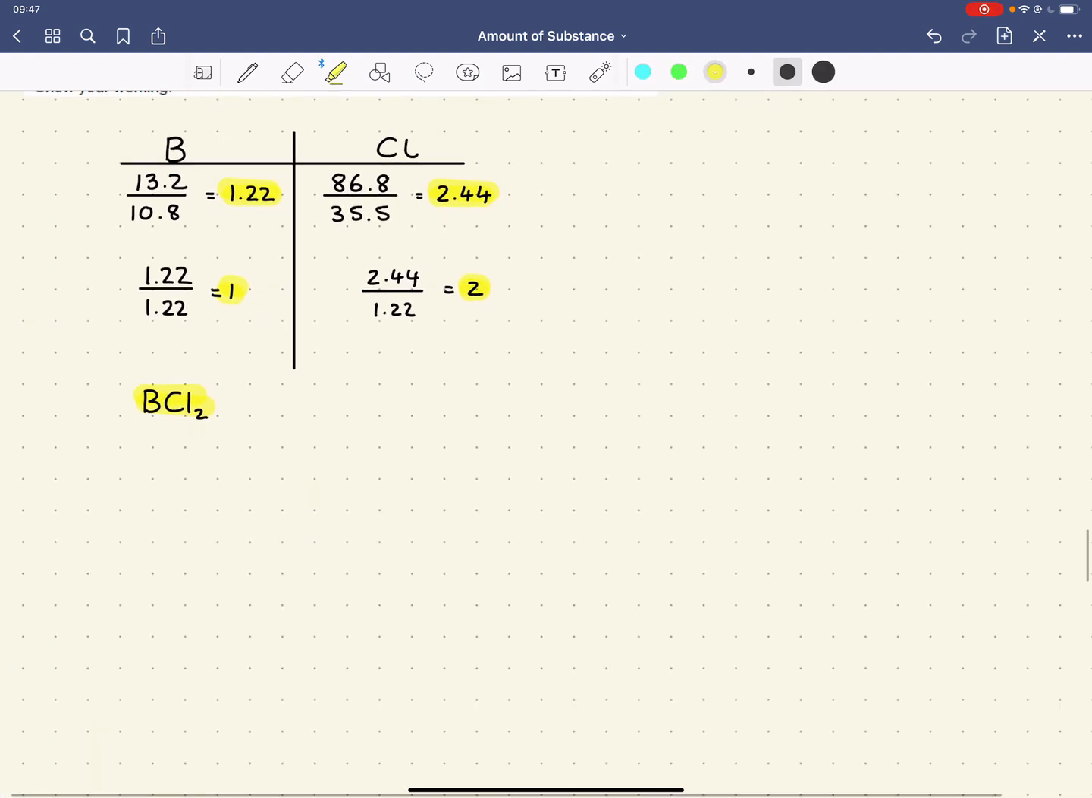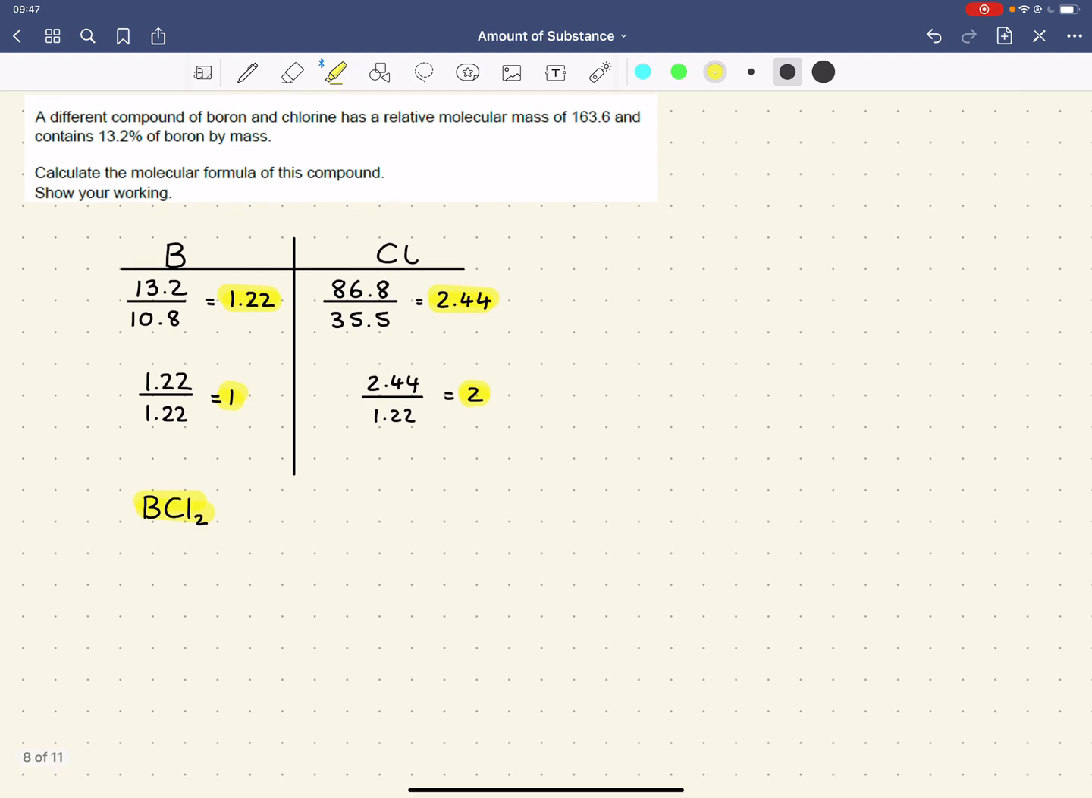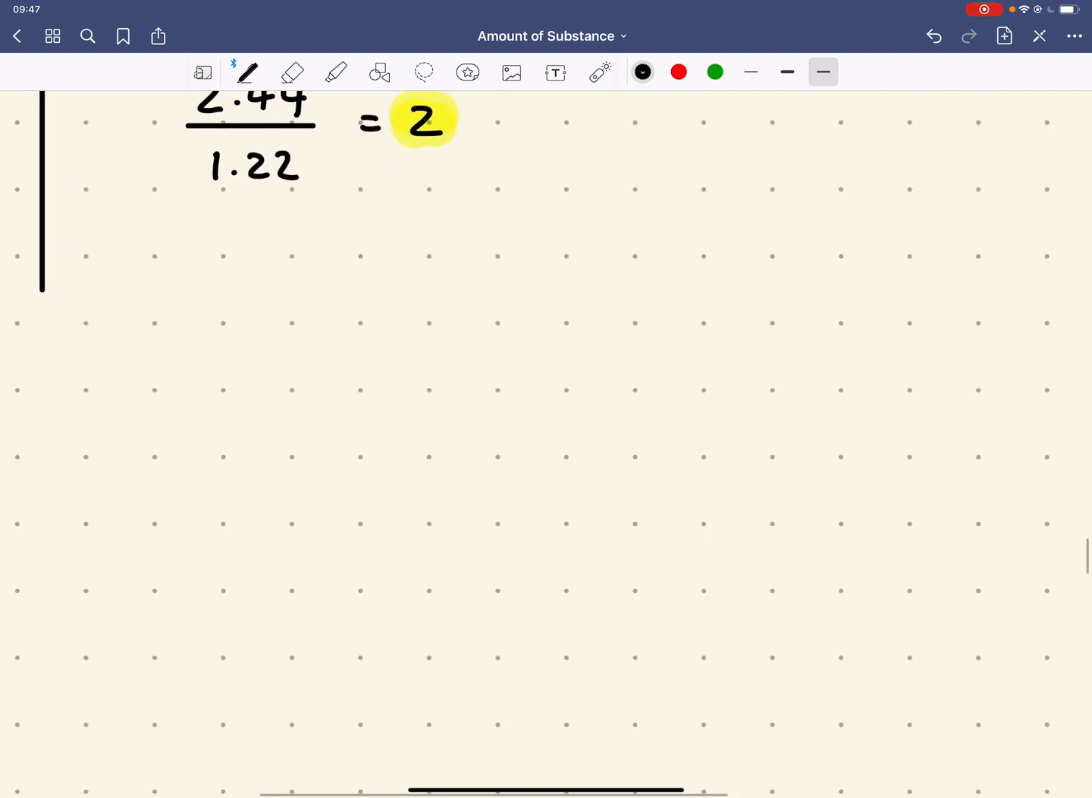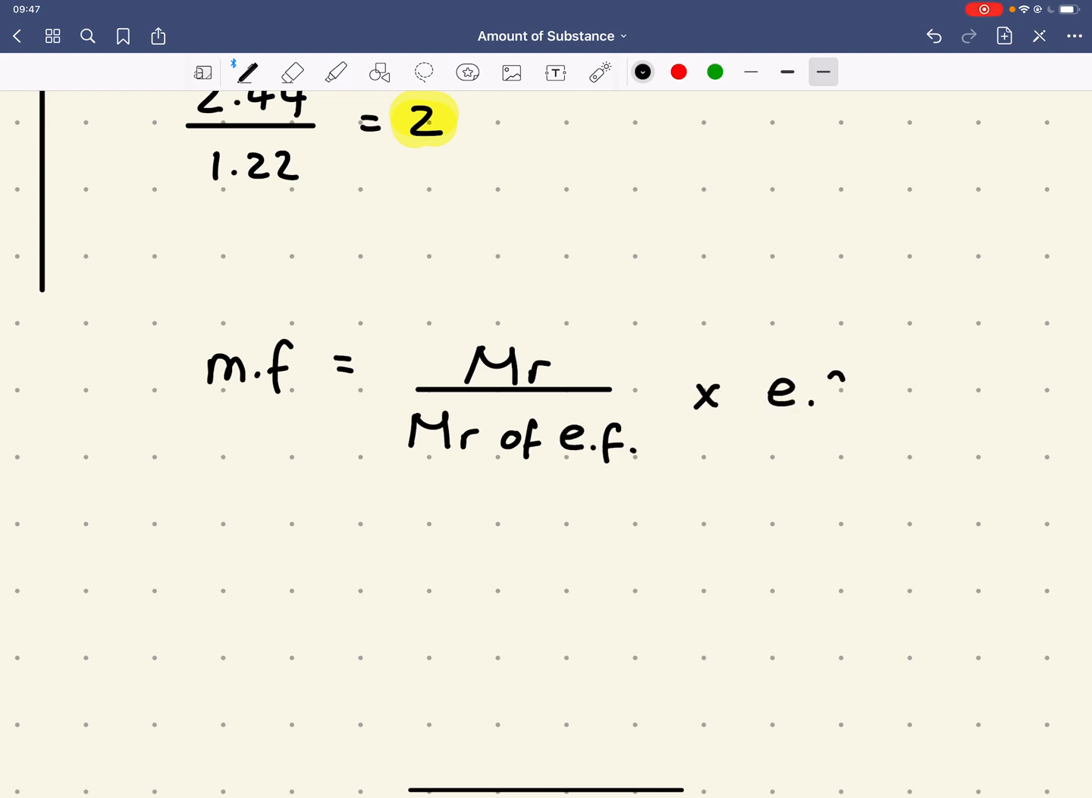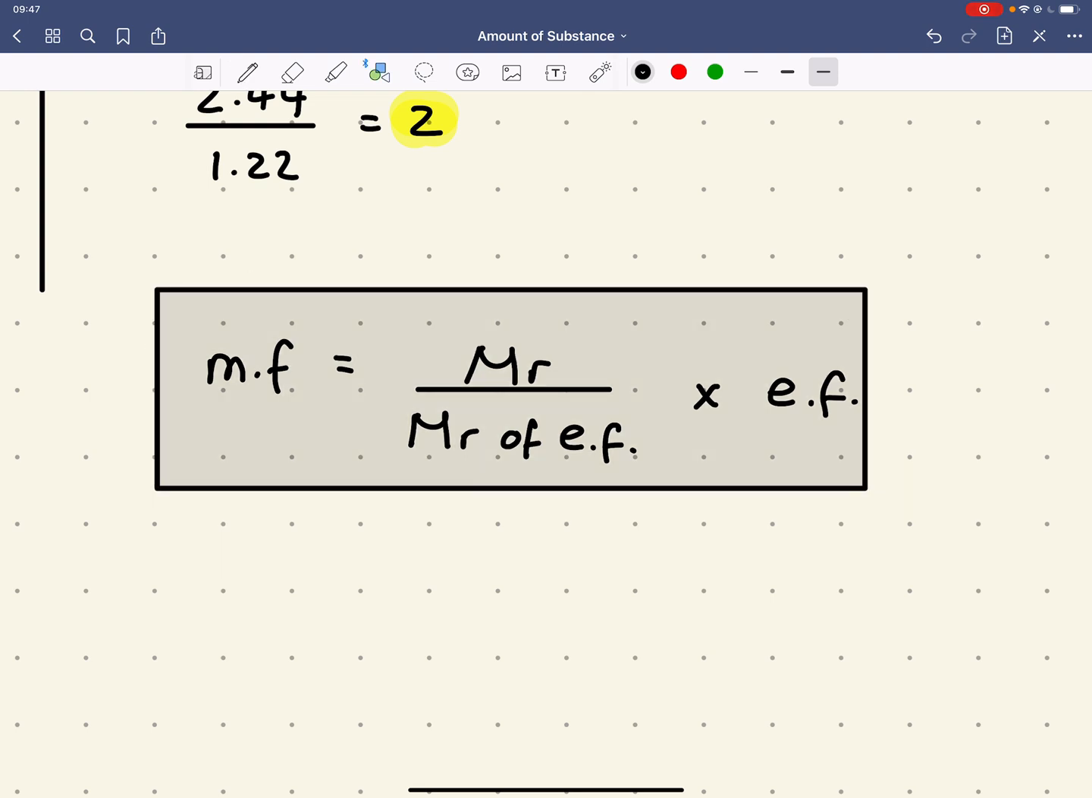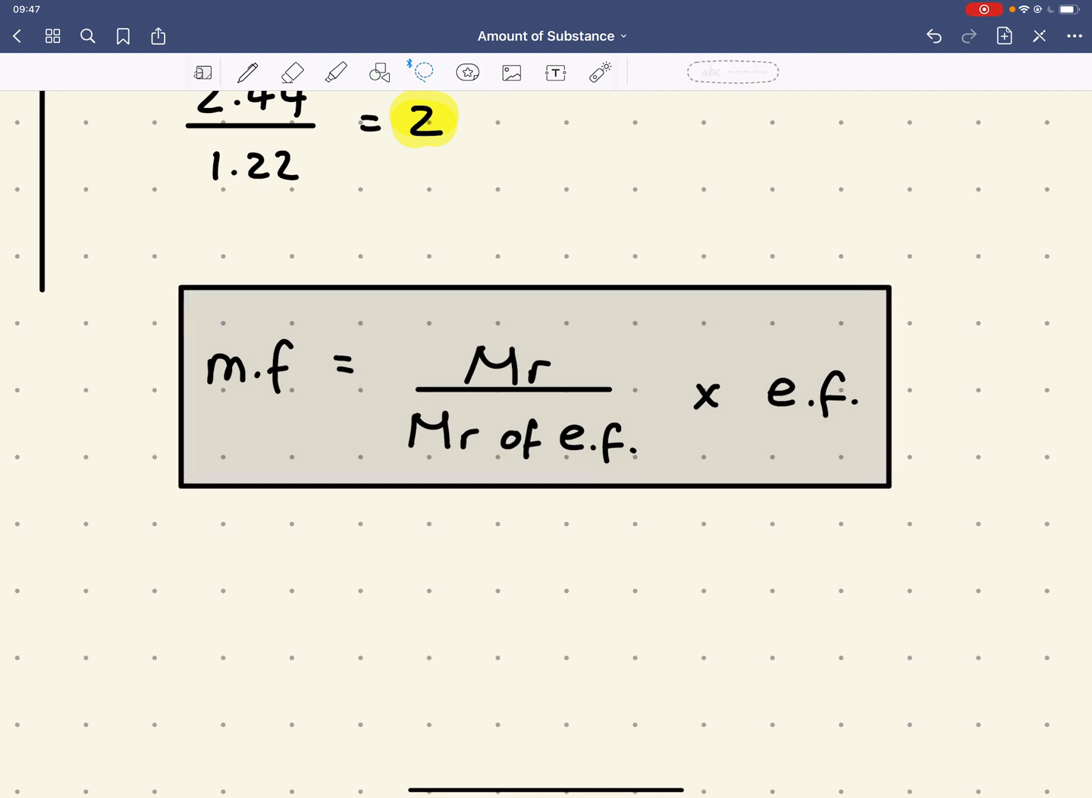And from this empirical formula and the MR of the compound, which is given here, we can work out the molecular formula. Now, the molecular formula is equal to the MR divided by the MR of the empirical formula times the empirical formula. Now, it looks like a bit of a mouthful, that equation. But actually, when you see the numbers being plugged in, it's not so bad.